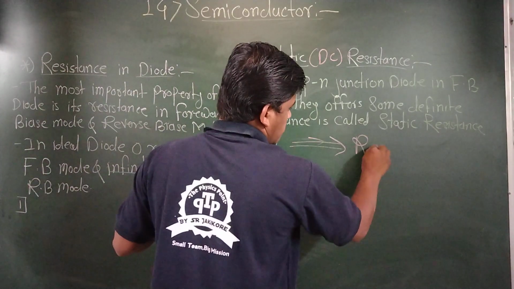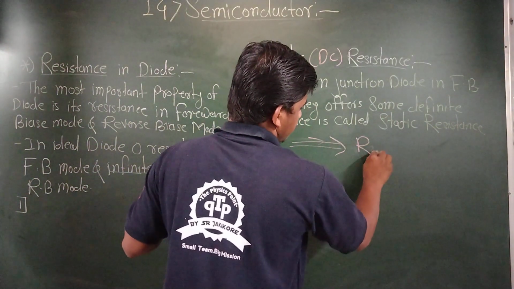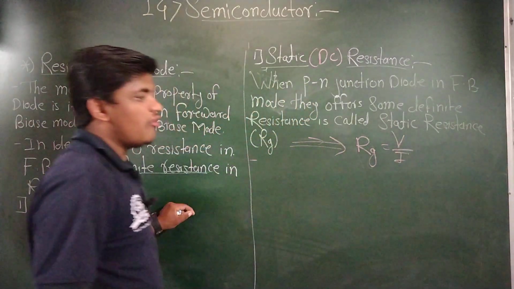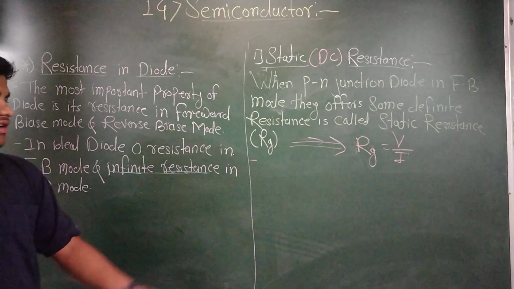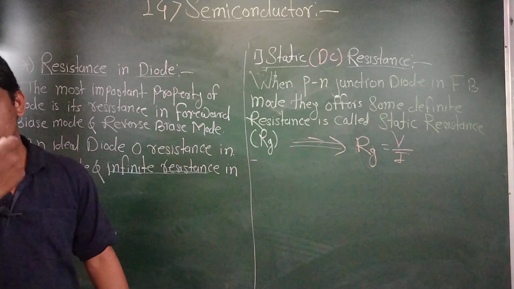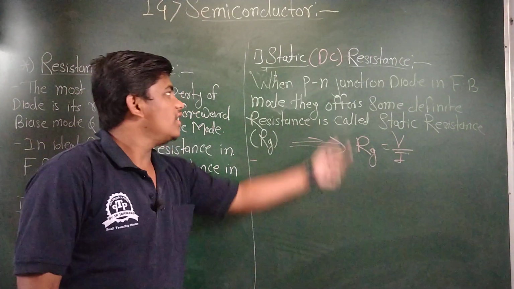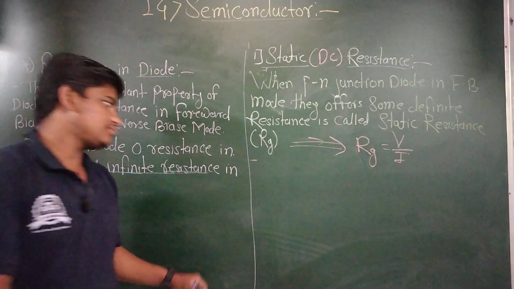The DC resistance, that is R, is equal to V upon I. This is not Coulomb's law, it's Ohm's law. And this is the ratio of R, the static resistance. It is the ratio of DC voltage across the PN junction.